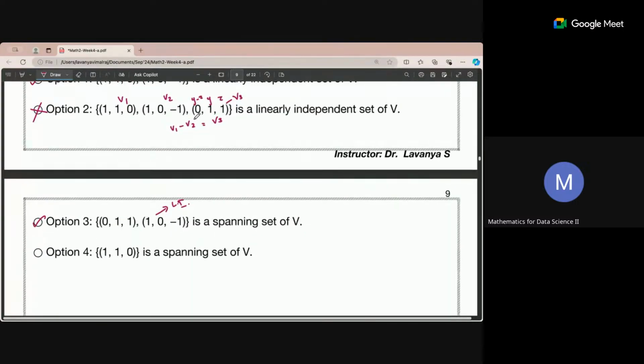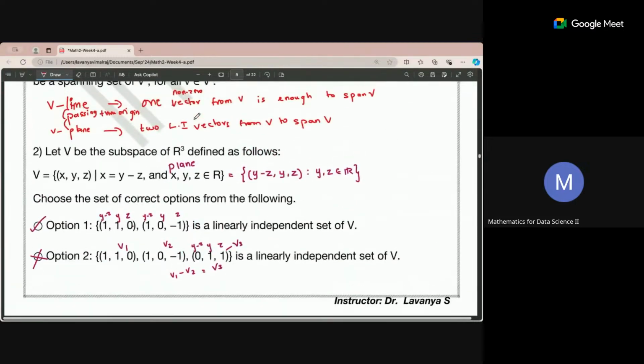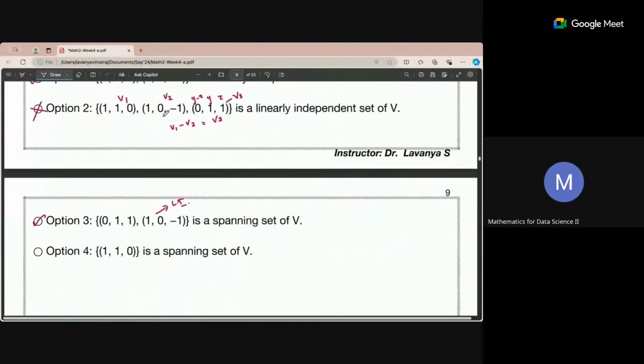Okay, option 4, 1 comma 1 comma 0: is it a spanning set of V? For a plane, you need two linearly independent vectors. So you need at least two linearly independent vectors, so it cannot be less than 2. Here you are having only one vector. So is that sufficient? This is false.